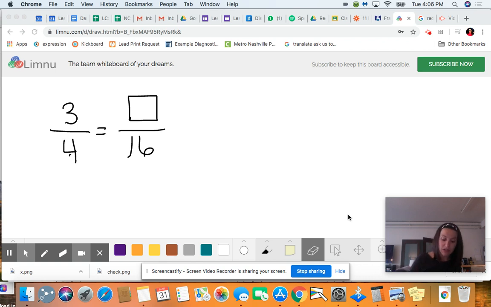What I need to do this time is figure out what number is missing, what number goes in that box, what number will go in the numerator to make these two fractions equal.